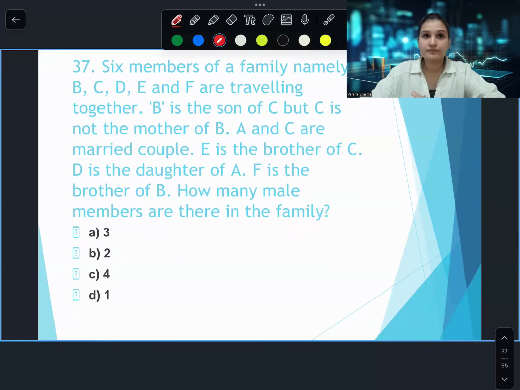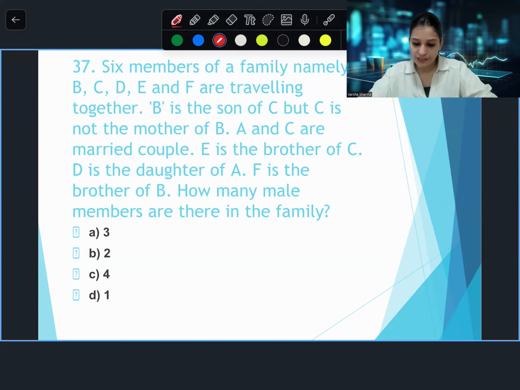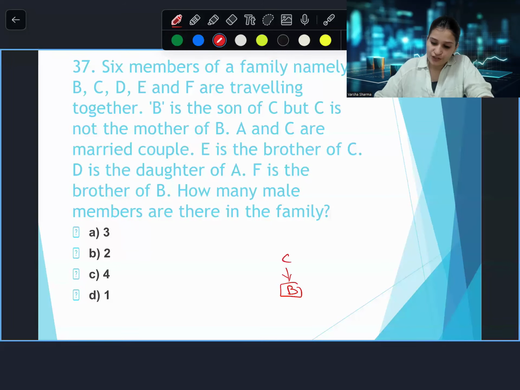37. 6 members of a family, namely A, B, C, D, E, and F, are traveling together. B is the son of C, but C is not the mother. So C is the father. A and C are a couple, so A has to be the wife.